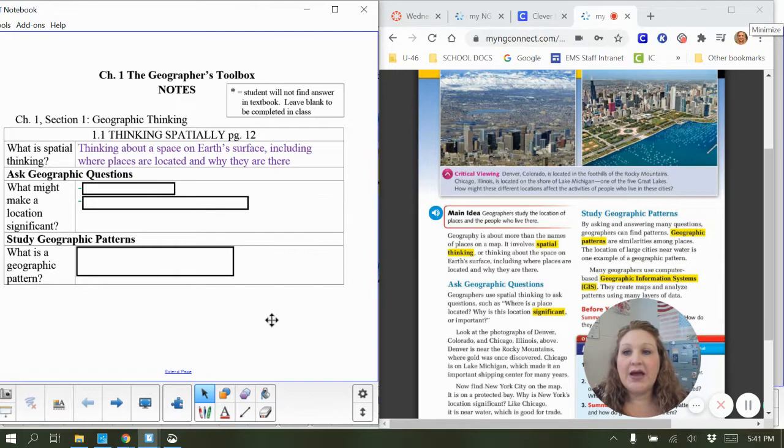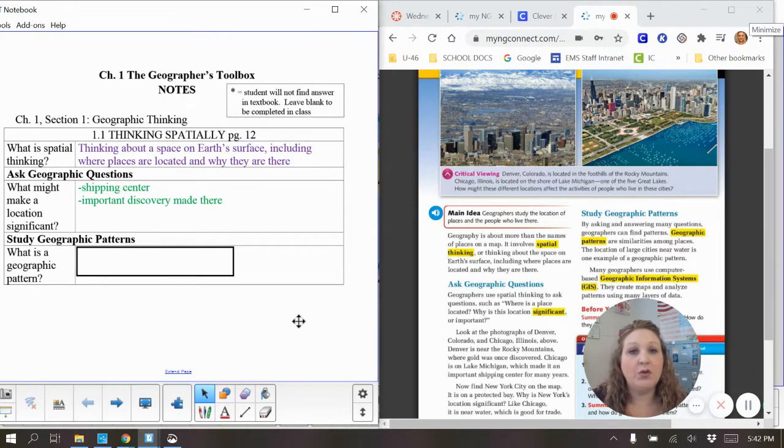Moving on to ask geographic questions. So that's under that next heading there on our text. The question was, what might make a location significant? So significant means important. And what might make a location important? A couple examples that the textbook gives us are, it is a shipping center and an important discovery was made there. Those are things that might make a location significant or important.